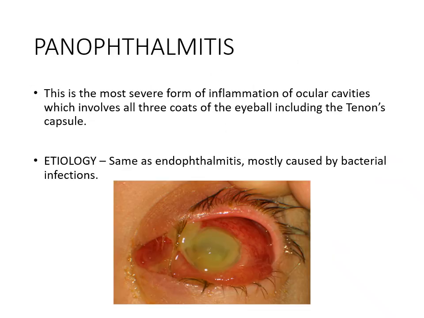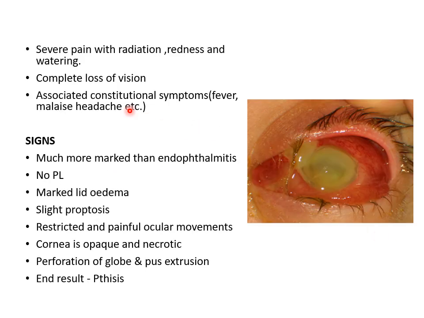Okay. So, panophthalmitis is the most severe form of inflammation of the ocular cavities. It involves all three coats, including Tenon's capsule. So, etiology is more or less the same, but then it involves the sclera as well. This is how it presents: severe pain with radiation, redness. There can be systemic features like fever also. These are the signs. You see, there is no PL in these cases, and there is severe pus formation.